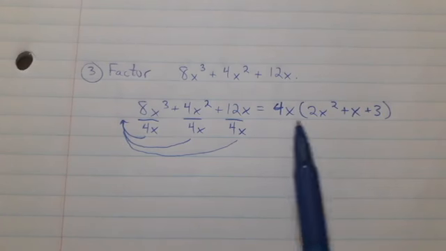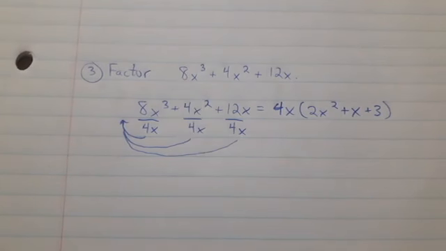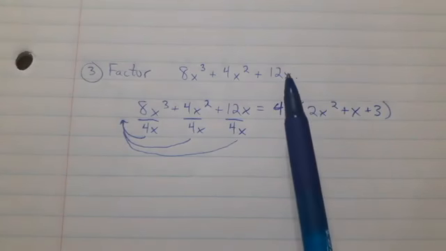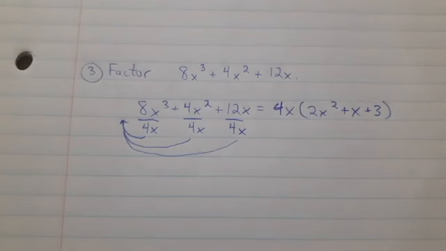We could say 4x times 2x squared is 8x to the third. 4x times x is 4x squared. And 4x times 3 is 12x. That means we're 100% correct. This problem is done. So we've covered the main types of GCFs.